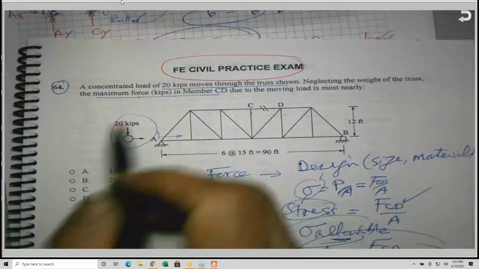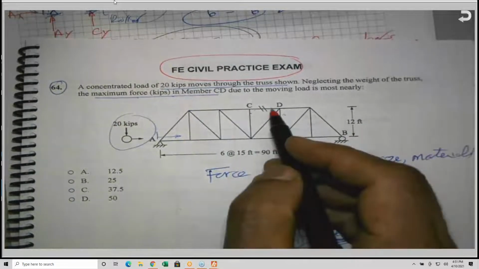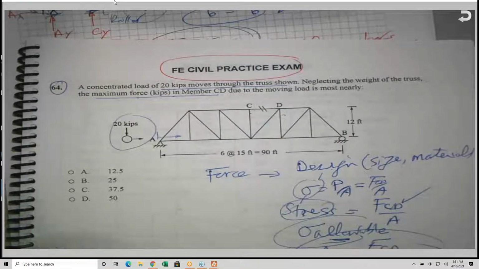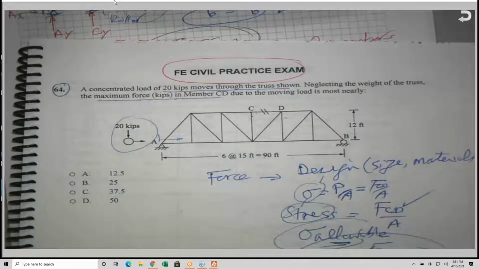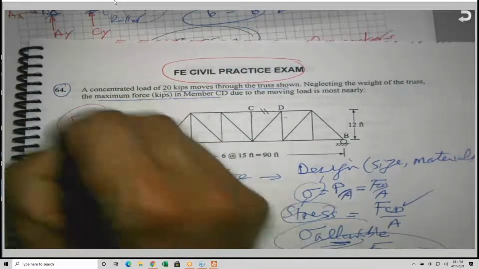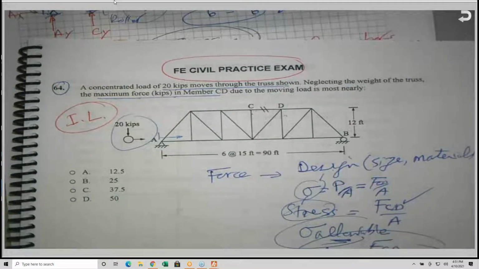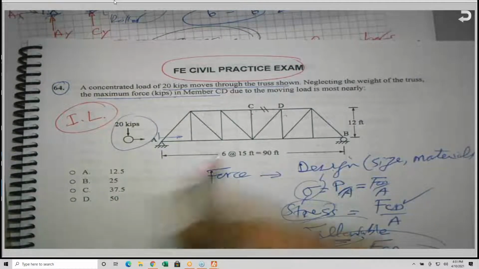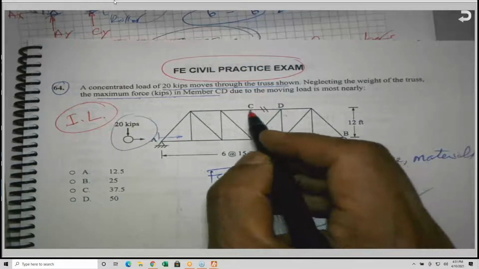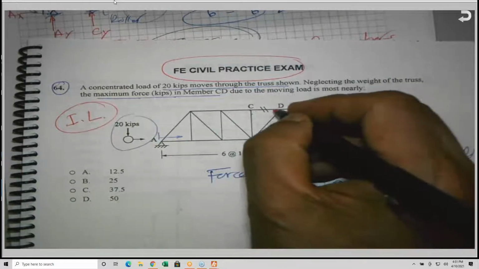Here we are talking about moving loads. So you have to know exactly the force in this member, its magnitude as this load moves. Basically you are going to draw something called an influence line for this member. Influence line is the value of the function, or the value of the force. In this case, the function is the force.